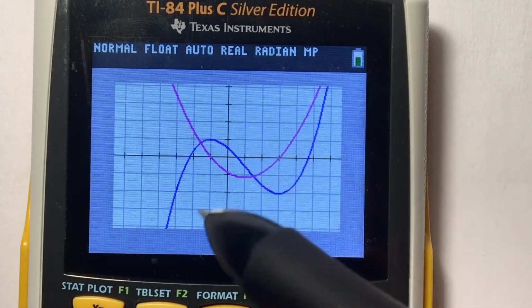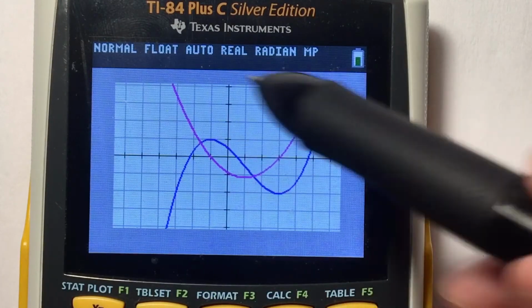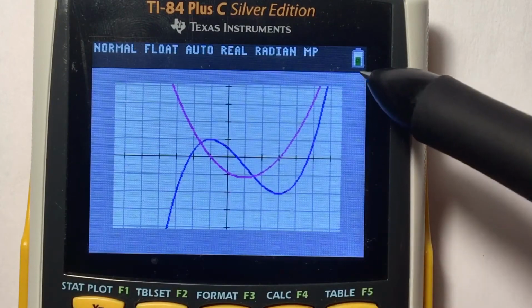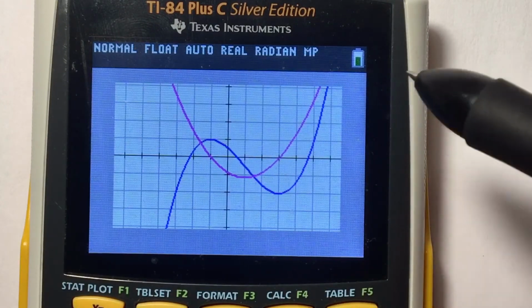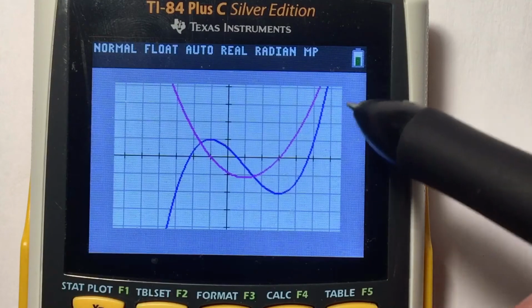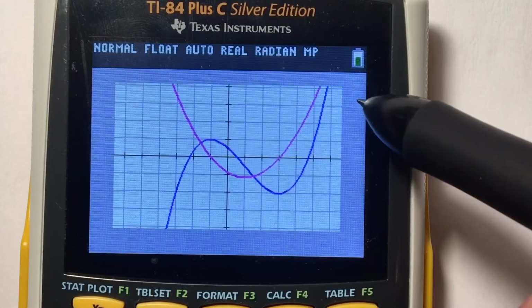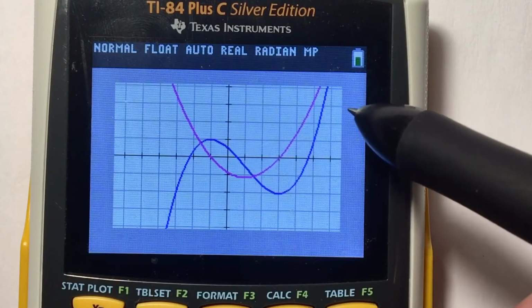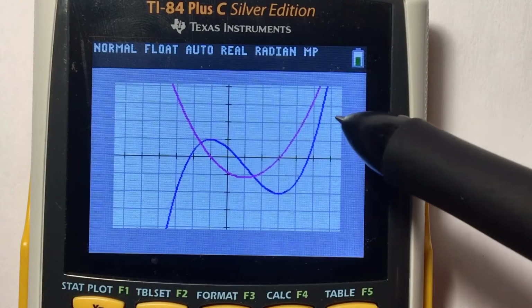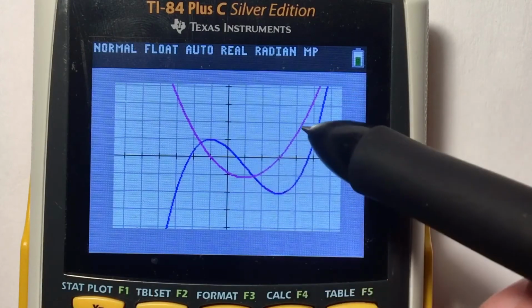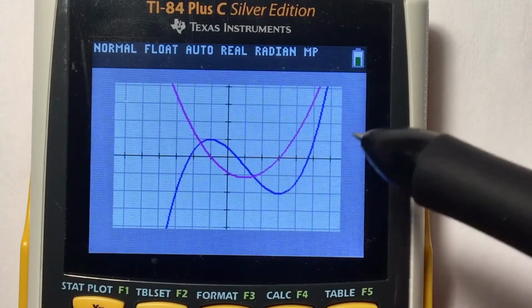Now notice this. My original function was cubic. My new function, it really looks like a quadratic, doesn't it? And that's because it is. We will learn about why that happens a bit later, but I want you to notice it. As you're doing these, try to pay attention to what's my original function and what does my derivative look like? Because that can be super helpful.